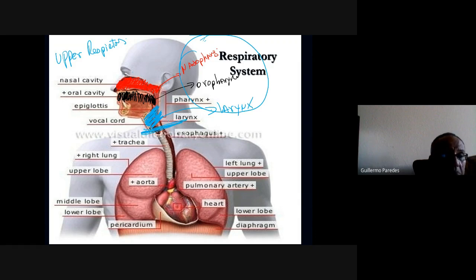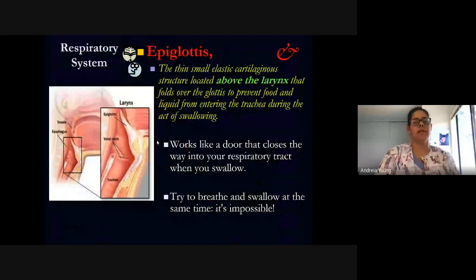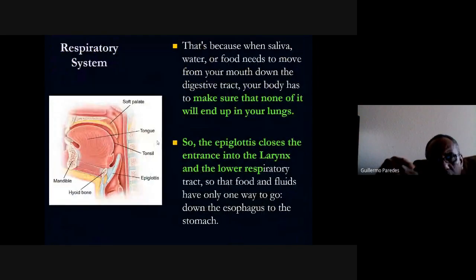Below that, as you can infer, we have the trachea, then we have the bronchi divided here, and those, including the lungs, everything that is below the larynx. The larynx belongs to the upper. Below the larynx starts the trachea. And this trachea is already the beginning of the lower respiratory tract. We okay with that? Yes. Okay.